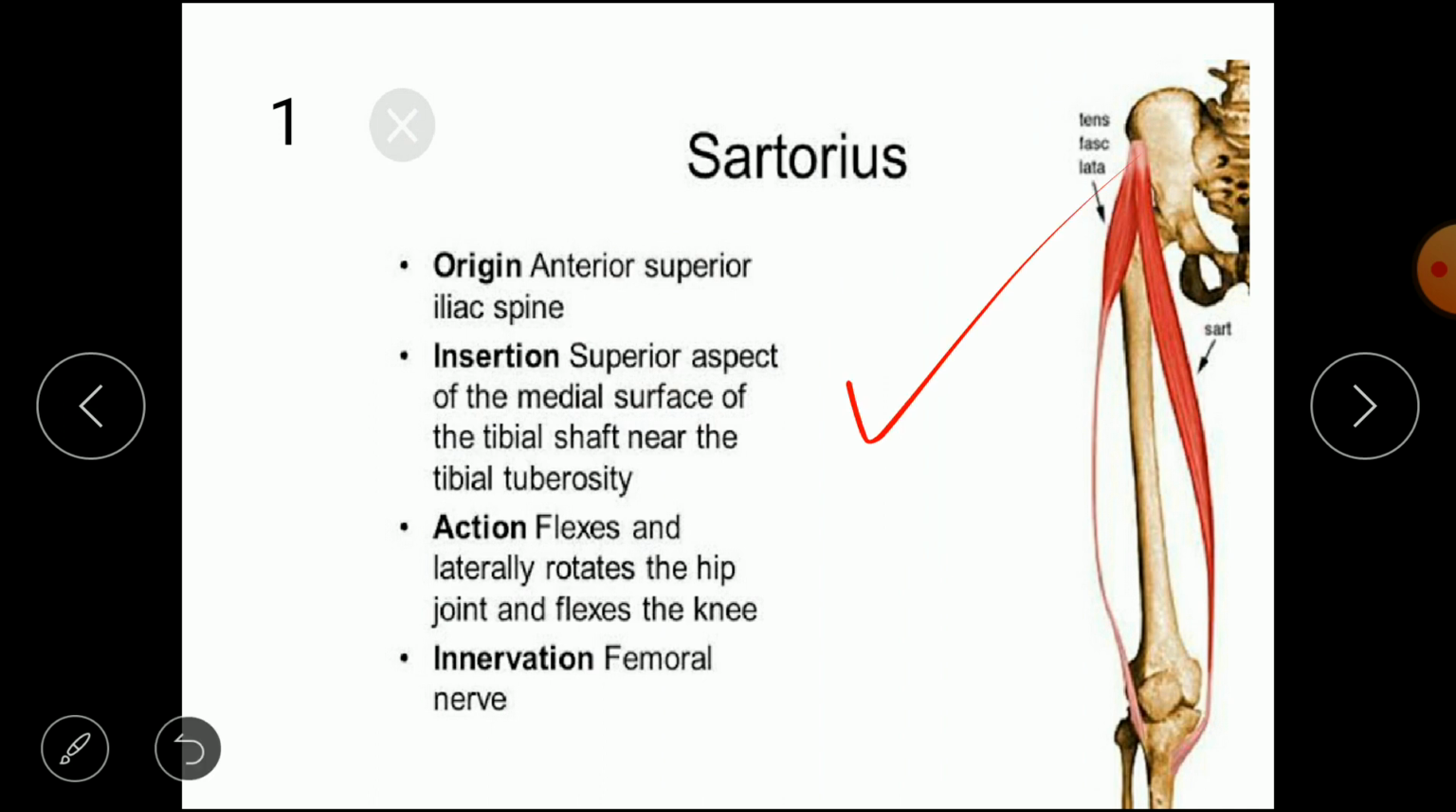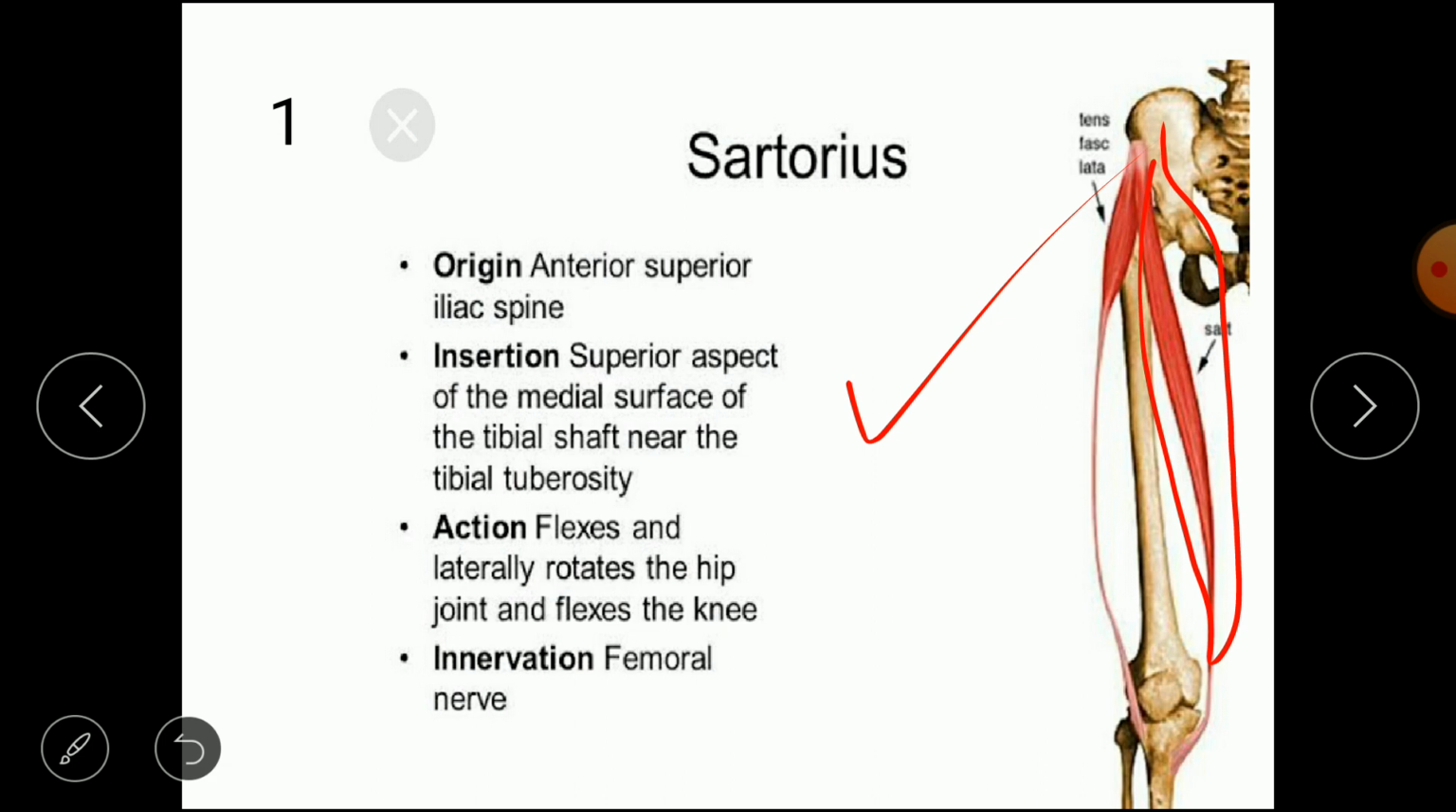First we understand the sartorius muscle. Sarto means tailor. It is the longest muscle of our body, long and narrow, and strap like, like a long stick. So this is our sartorius, like a long stick in the picture. And it is the longest muscle of our body.